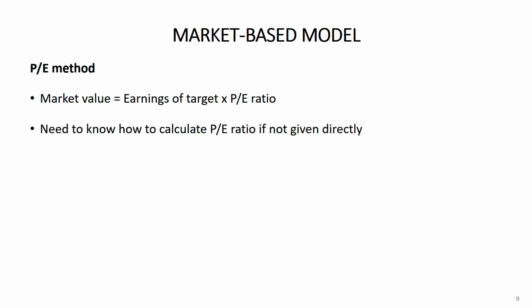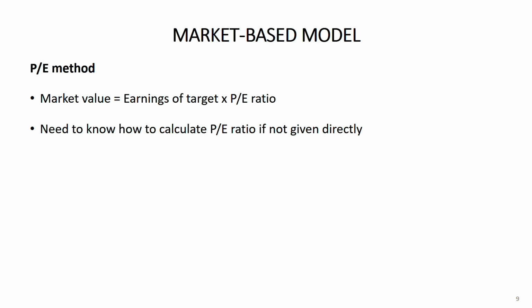Next we have, right, the point which I mentioned before, need to know how to calculate price earnings ratio if not given directly, right? You might not be given price earning ratio directly, some other ratios, but through that ratio you have to calculate, first you have to calculate the PE ratio, then you have to multiply by earnings of target to get the market value.